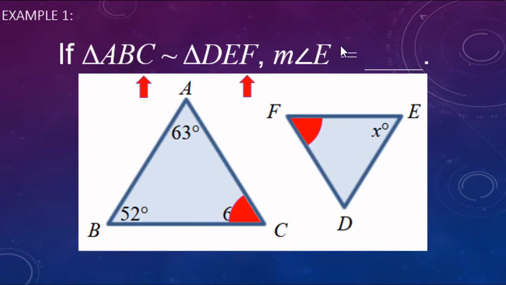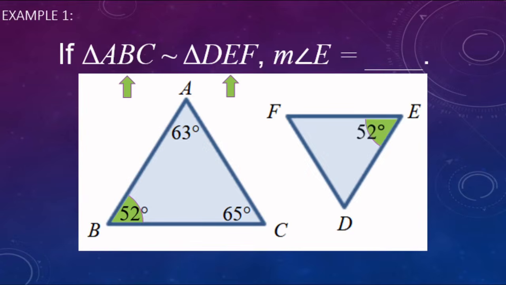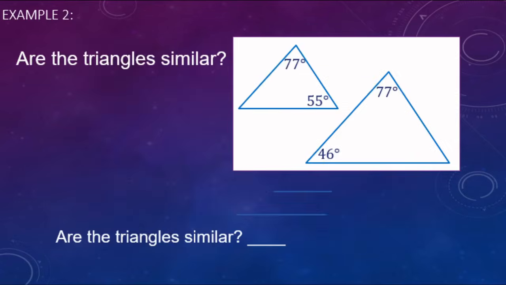So here we're trying to find the measure of angle E. Angle E right here, marked with an X, is in green. So remember, E was in the middle and B is in the middle, so that means those two vertices match up. So if B is 52, E is 52 because they are corresponding angles.